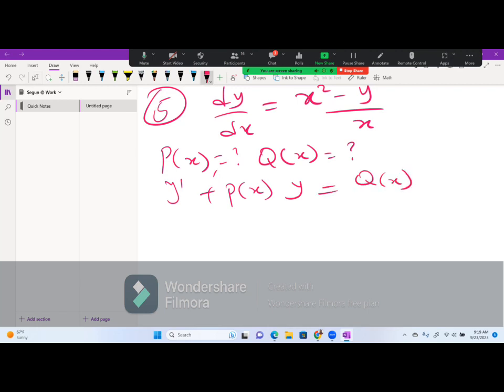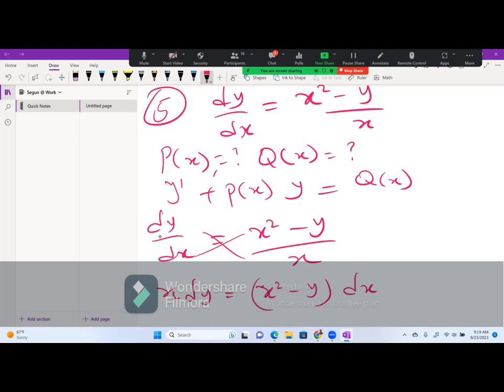It's very simple. Do I need to explain it for you? Okay. dy/dx equals (x squared minus y) over x. I can cross multiply. When you cross multiply, you have x dy equals (x squared minus y) multiplied by dx. I think you should be able to solve the rest now.